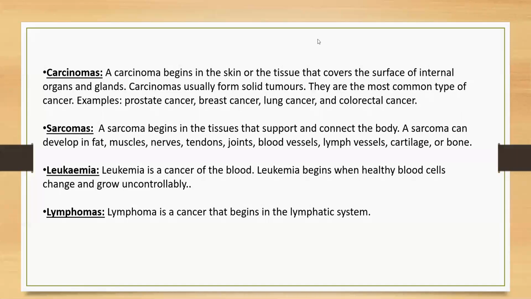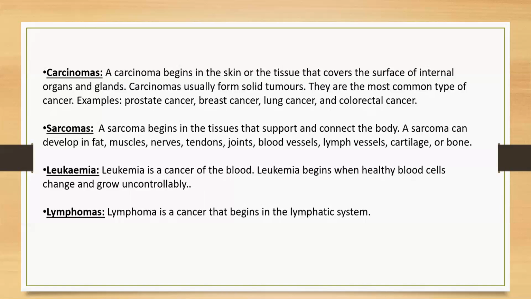There are basically four categories of cancer: carcinoma, sarcoma, leukemia, and lymphoma. Among these, carcinoma is the most commonly found cancer. Carcinoma begins in the skin or the tissue that covers the surface of internal organs and the glands. The cells start to multiply and form a solid tumor. It pressurizes the glands, and there might be pain or symptoms like bleeding. Examples are prostate cancer, most commonly found in males, and breast cancer, lung cancer, colorectal cancer.